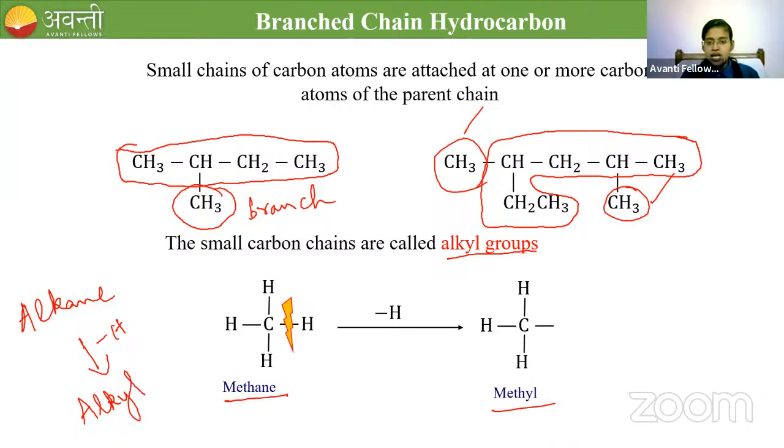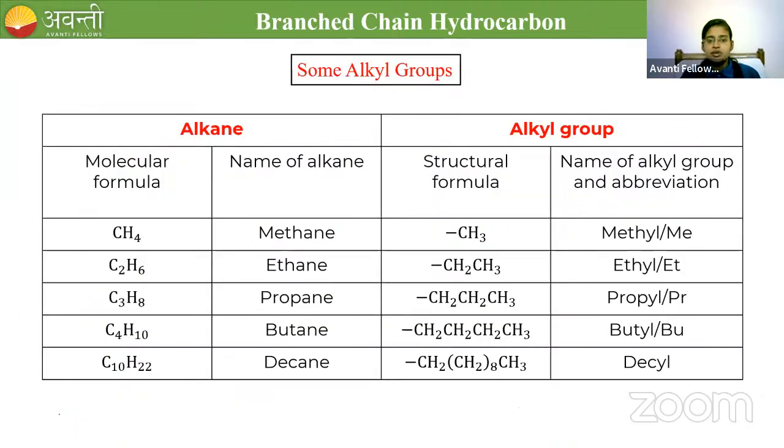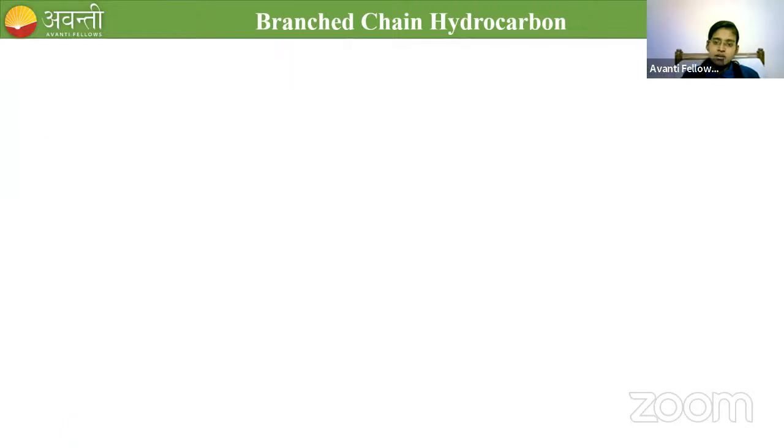I have got some alkyl groups for you. From methane, we get methyl; from ethane, ethyl; propane, propyl; butane, butyl; decane, decyl. Only for methane and ethane do we have one alkyl group. If I go for propane, butane, pentane, they will produce different types of alkyl groups. The alkyl groups can be branched also.